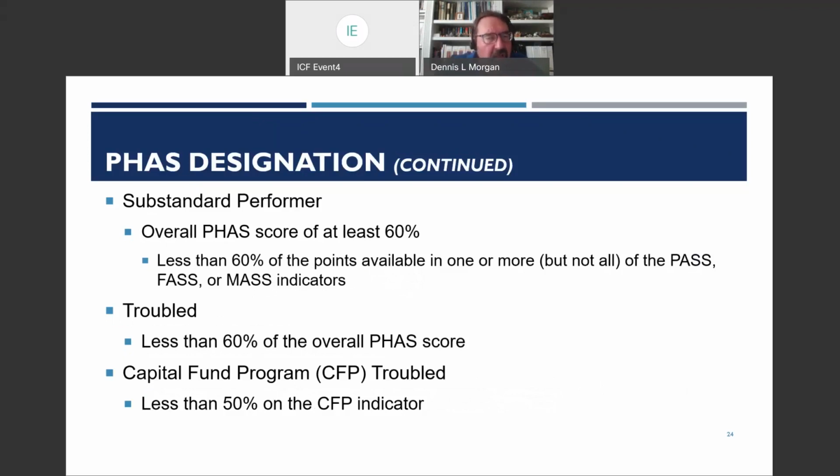And what do you see in those areas? Well, I'll see then a workout plan. I'm going to see where I'm running in terms of the performance level that is not satisfactory, in terms of working with my field office to get that piece of the operations corrected as well. Troubled: less than 60 overall score. Troubled means high level, very intensive technical assistance to move that agency forward, to get that agency from troubled status back to at least standard performer as well.